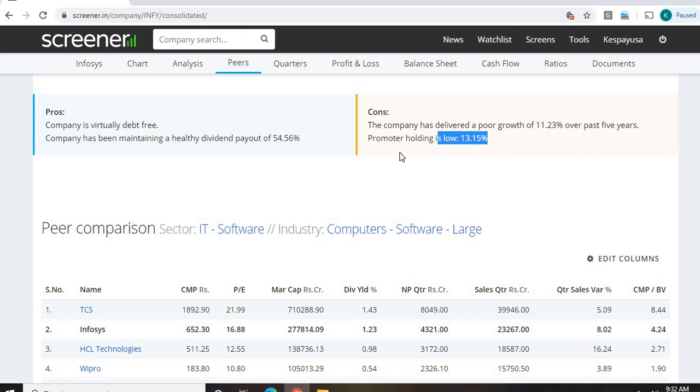We need to understand which promoter is selling and what is the reason behind this. Is it whether they are going to start a new business, or are they thinking that the value of the company is diminishing? A lot of news is coming about this company in the papers, right? We can get a lot of information about these particular details.